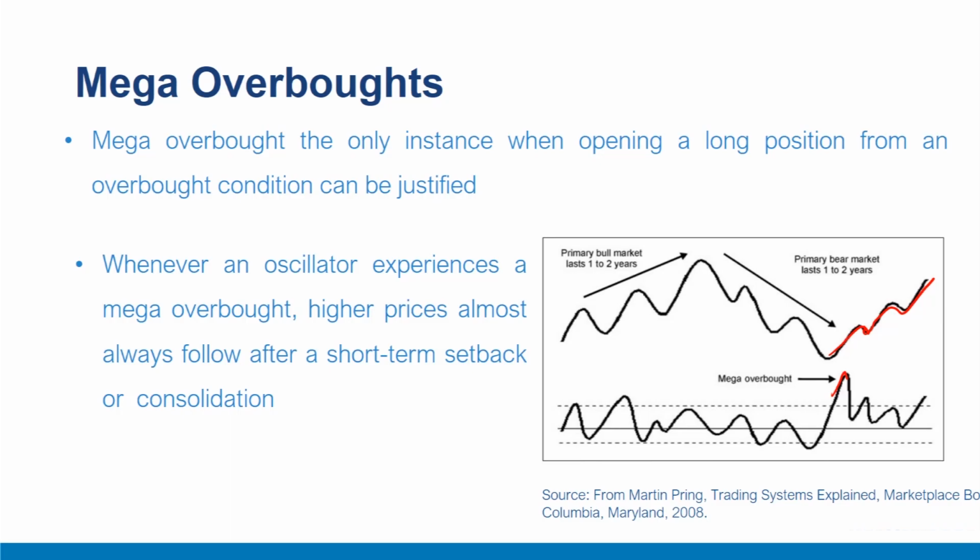Whenever an oscillator experiences a mega overbought, higher prices almost always follow after a short-term setback or consolidation has taken place. In most instances, you will probably find that the correction following the mega overbought has taken place in a sideways rather than downward one. But there are just enough exceptions to cause the over-leveraged trader a lot of sleepless nights.